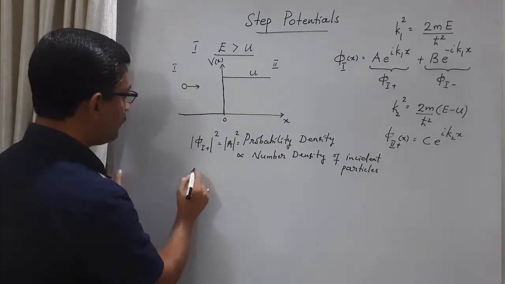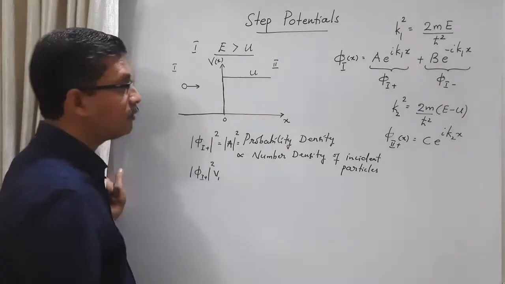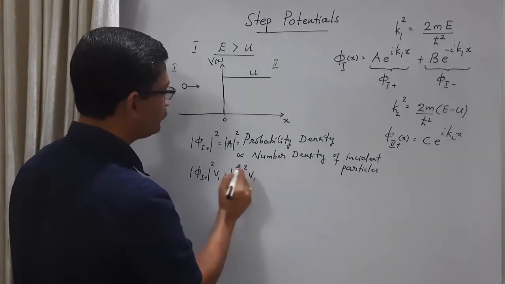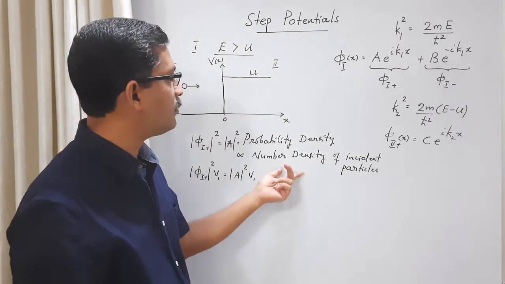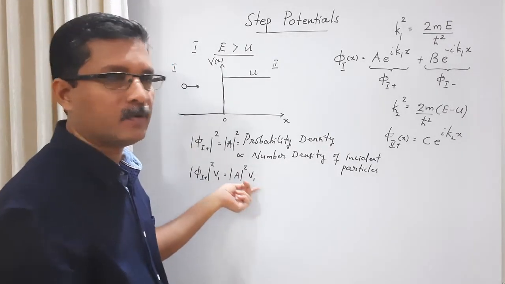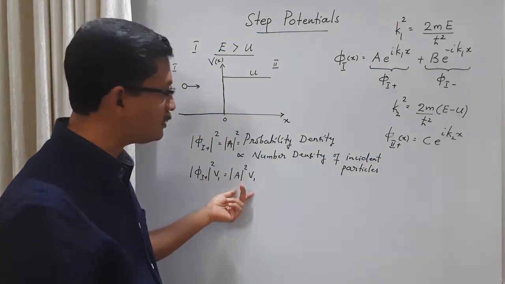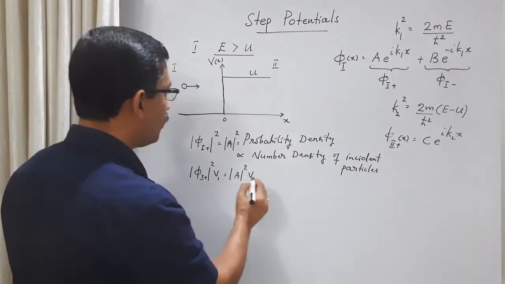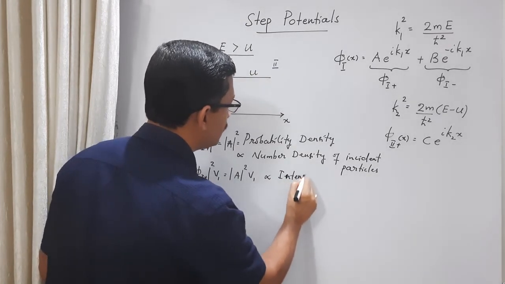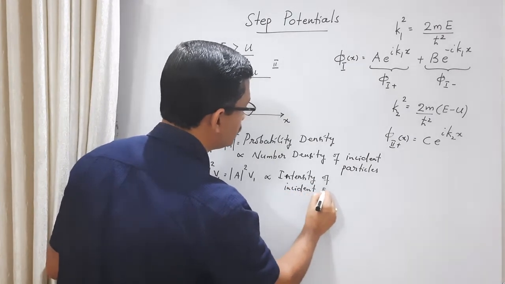Okay. Now suppose I multiply this phi 1 plus square with velocity of particles in region 1. Then that means mod a square times v1. Okay. See, number density of incident particles means number of particles per unit length, and velocity is distance by time. So number of particles per unit length into distance by time. So what you get is this quantity is number of particles per unit time. So this can be called, let me say, this is proportional to intensity of incident particles.